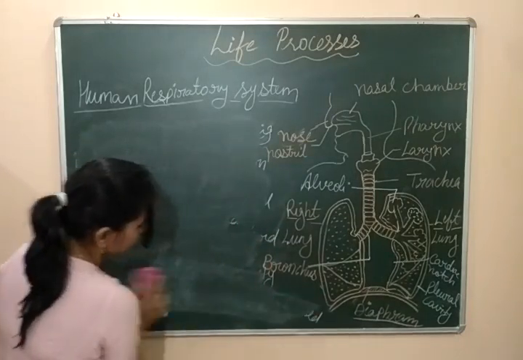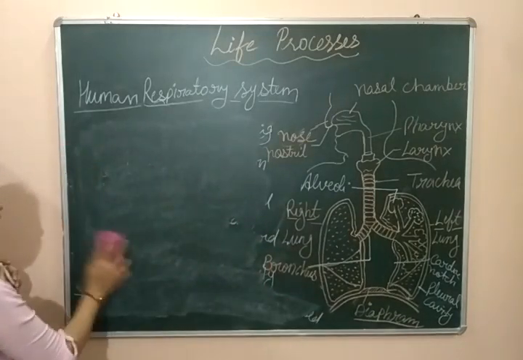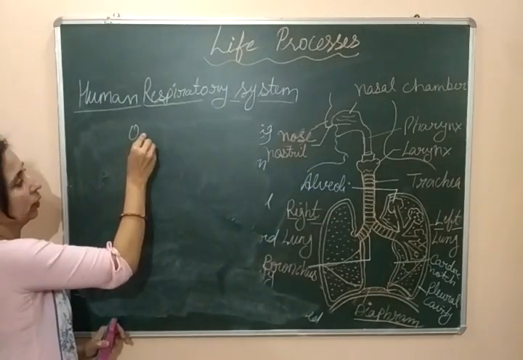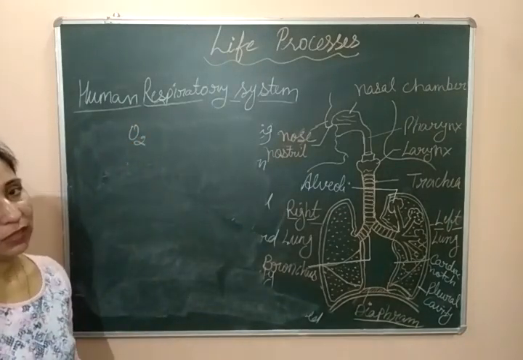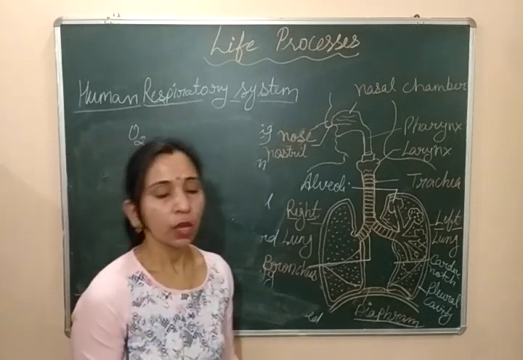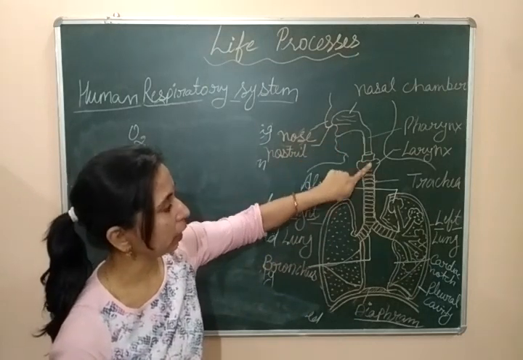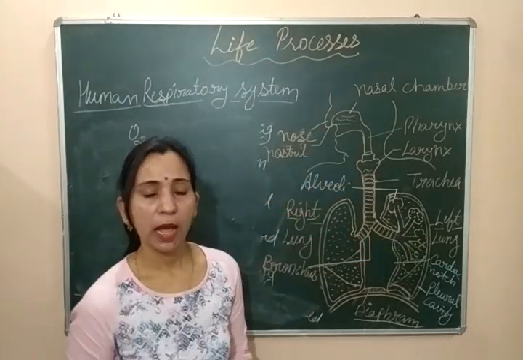We know oxygen is the gas which is taken inside the body. Now let's see how it gets transported. When we intake the oxygen, it comes with the air and it finally gets filled inside the alveoli.